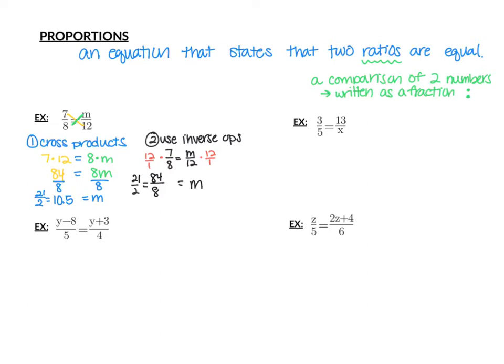So I would like you to try one. Hit pause and try this example over here that says 3 over 5 equals 13 over x. Try this problem.